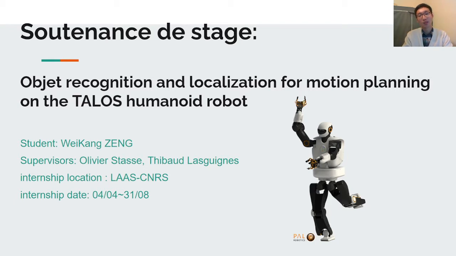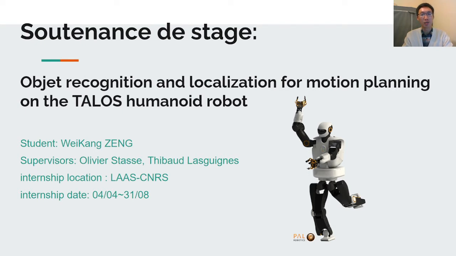I'm very happy to have this opportunity to introduce my internship and the lab in Toulouse. My internship topic is about object recognition and localization for the Talos humanoid robot. It will help in future motion planning. In this presentation, I will mainly explain the problems I encountered in my internship, with the results of each phase and the way to solve them.